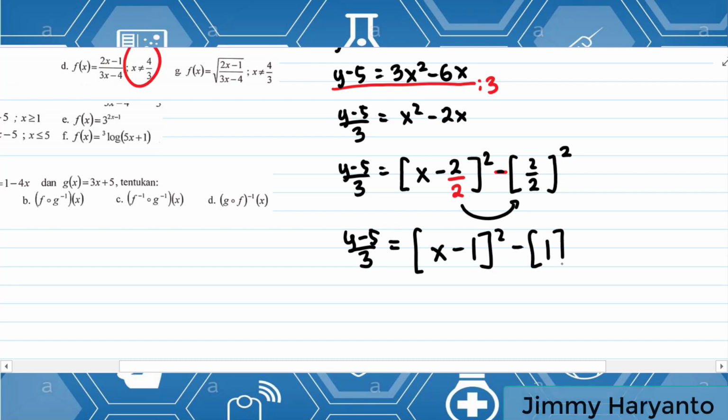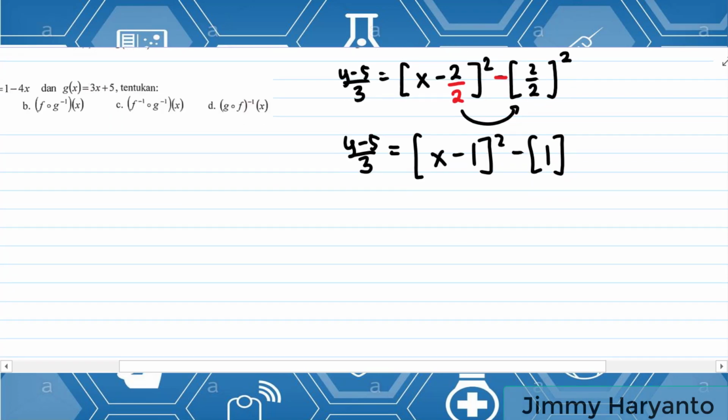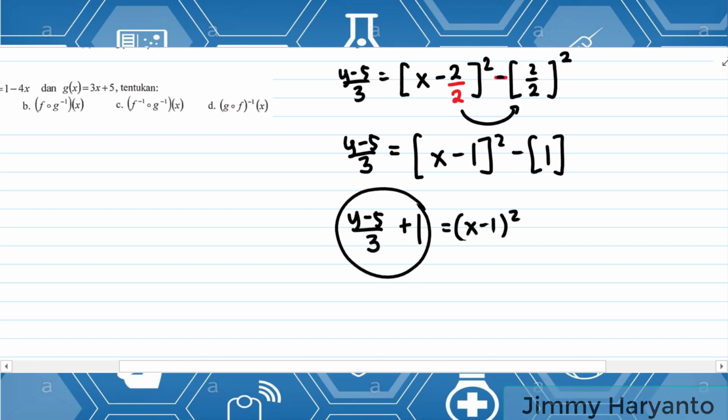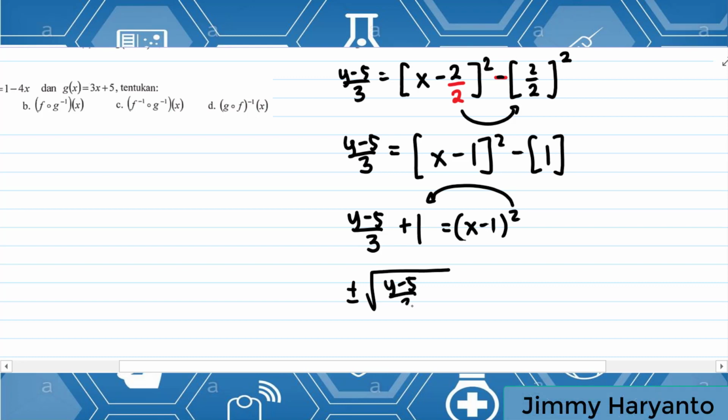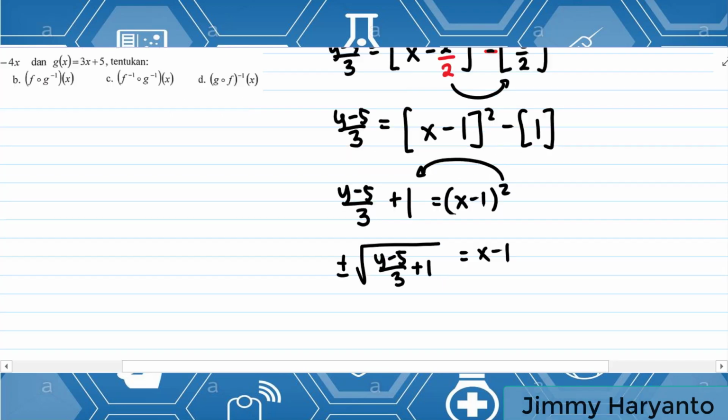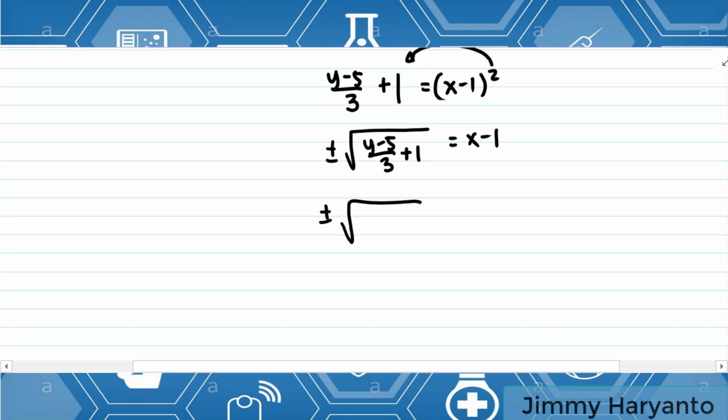Minus 1 square is 1, and then move the 1 to the left side, you will get y minus 5 over 3, plus 1 equals to x minus 1 square. You can simplify this one or you can leave it like that. Move the square, you will get plus minus square root of y minus 5 over 3 plus 1 equals to x minus 1. Last step, you will get plus minus square root of y minus 5 over 3 plus 1, and then plus 1 again, move the negative 1, equals to x.